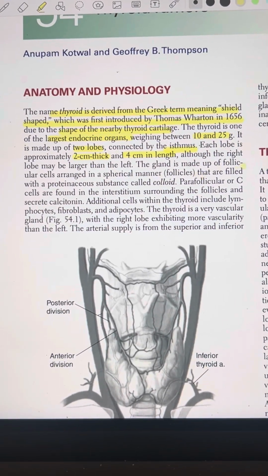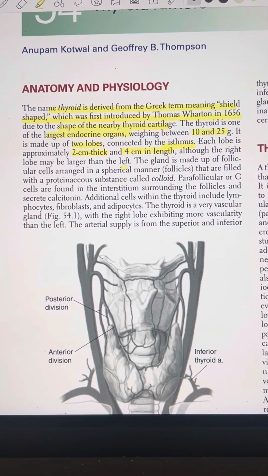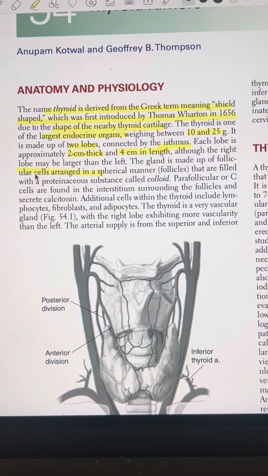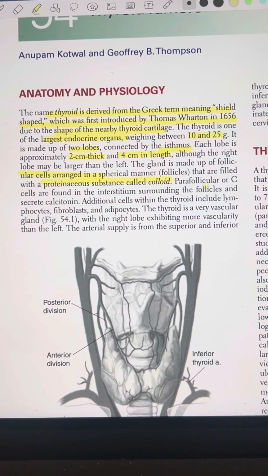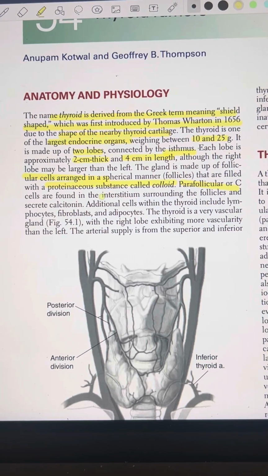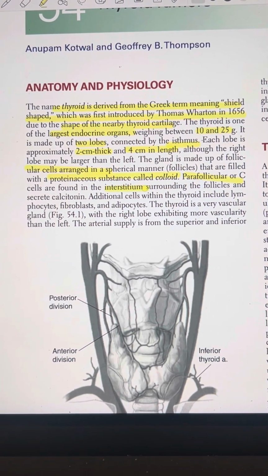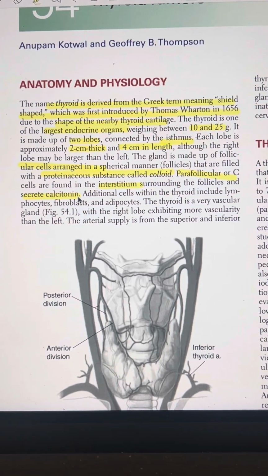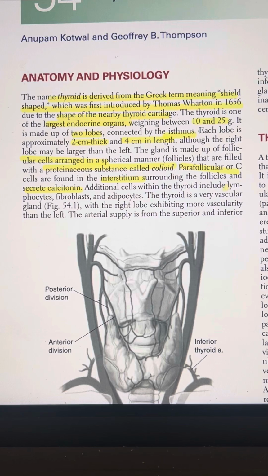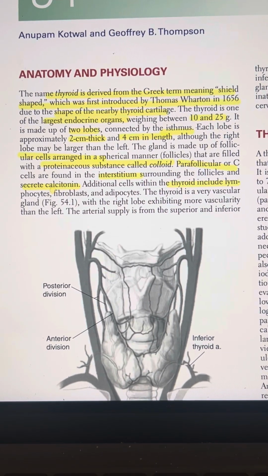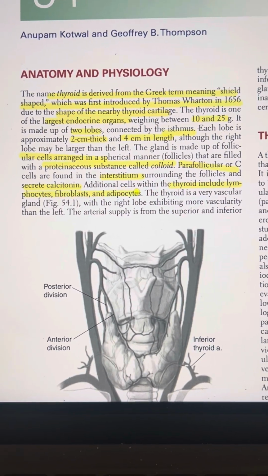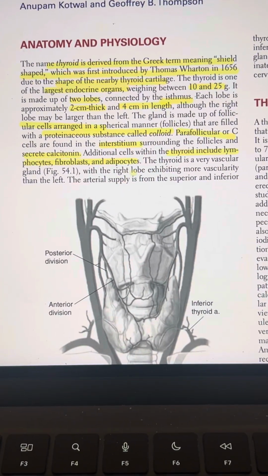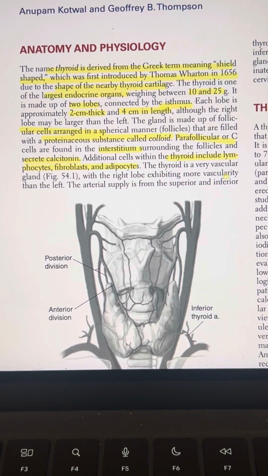the gland is made up of follicular cells arranged in a spherical manner, that is follicles, and it is filled with a proteinaceous substance which is known as colloid, and there are parafollicular C cells which are found in the interstitium surrounding the follicles, and they secrete calcitonin. There are additional cells in the thyroid which include lymphocytes, fibroblasts, and adipocytes.